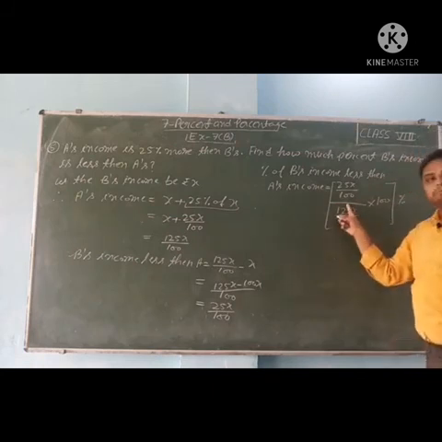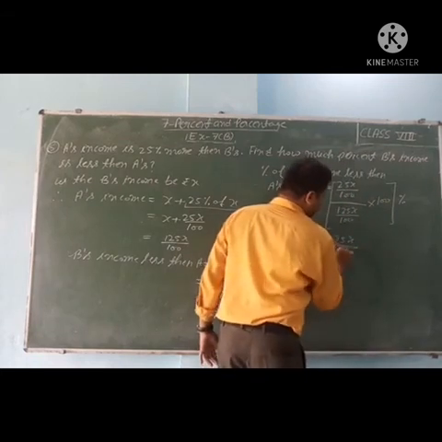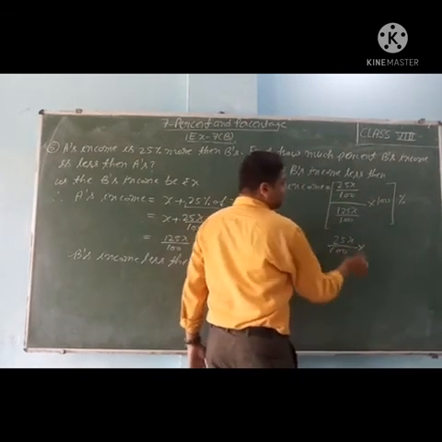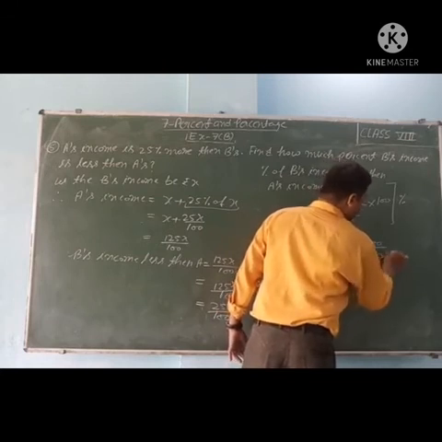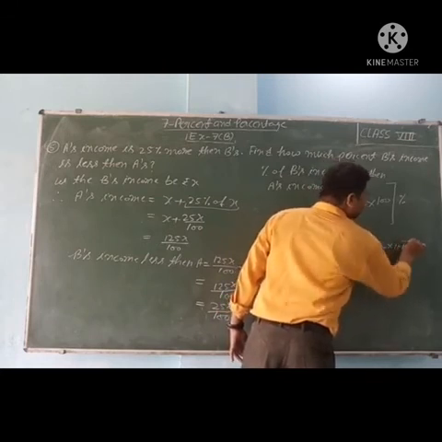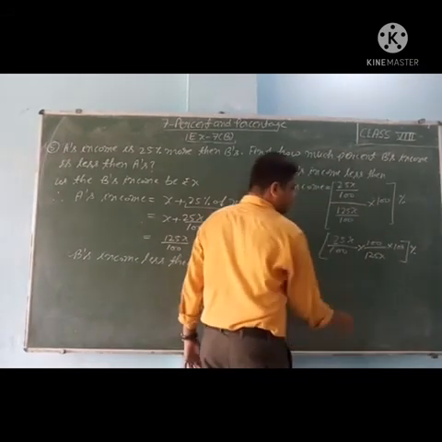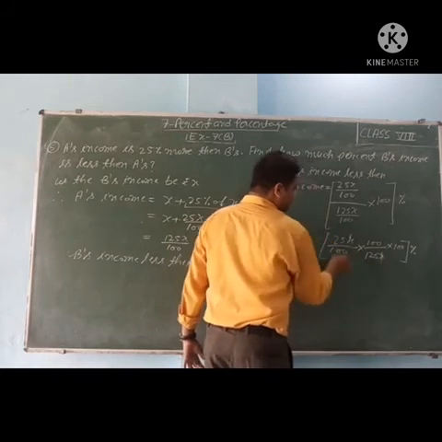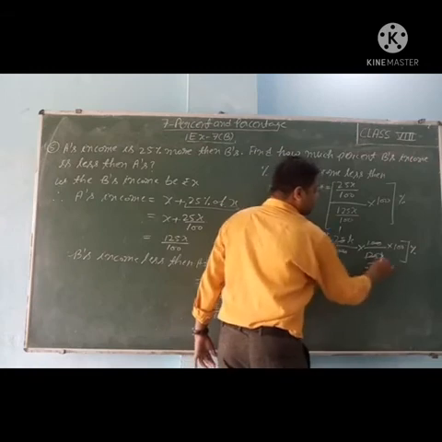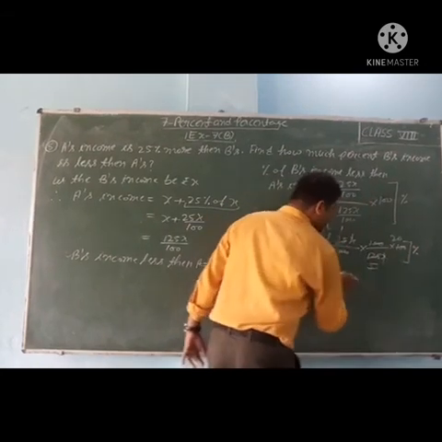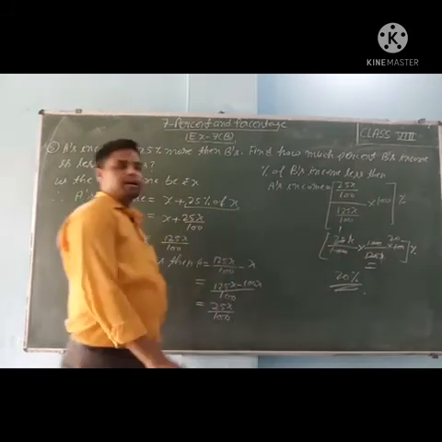This one is the main divide. So 25x upon 100, divide changes into multiply, then reciprocal, 100 upon 125x into 100%. So after solving this, what will we get? See, x to x cancel, 100 to 100 cancel, 25 5s are 125, 5 2s are 10. So it means 20%. It is the answer.